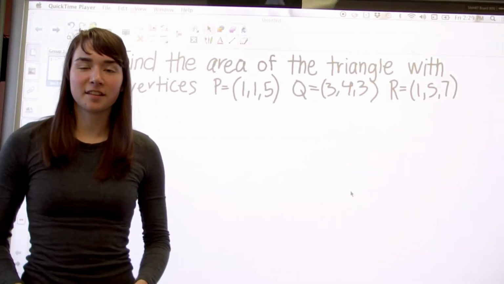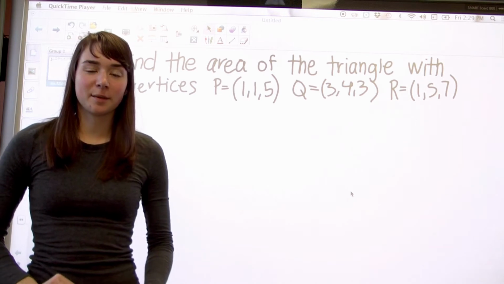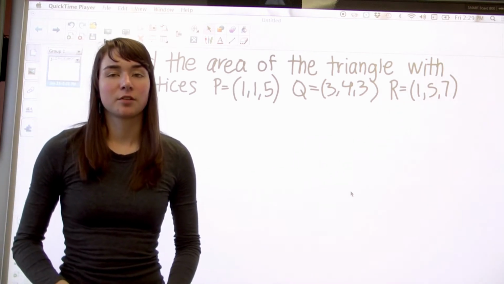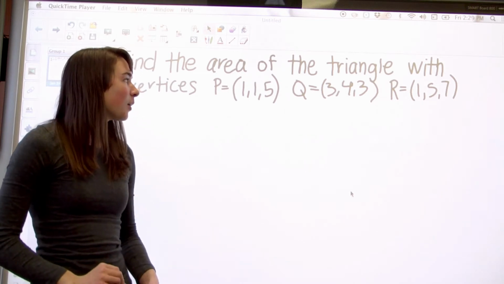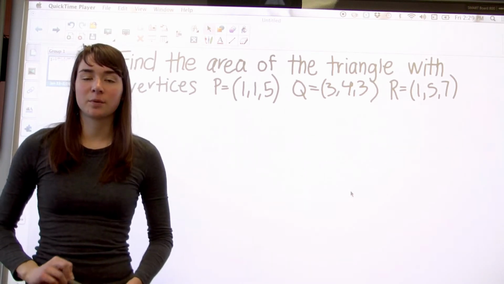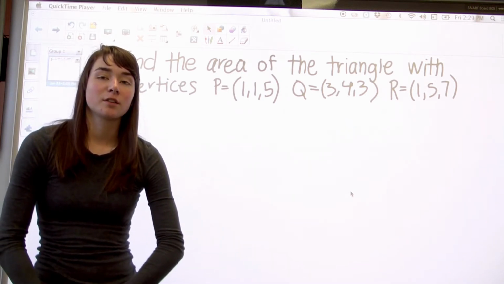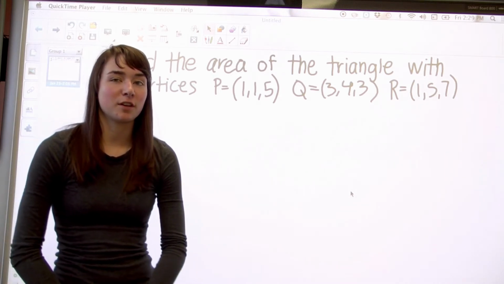My name is Madison, and this week we're going to be looking at an application of the cross product. So the question is, find the area of the triangle whose vertices are (1, 1, 5), (3, 4, 3), and (1, 5, 7). The first thing we need to do is find some vectors.